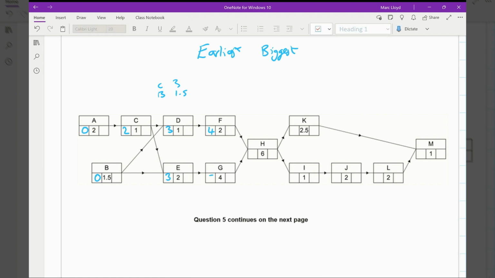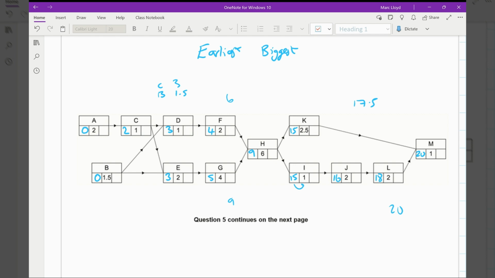And G will start at 5. 5 plus 4 is 9. 4 plus 2 is 6. So the biggest number gets taken for H. 9 plus 6 is 15. So both of these will have an early start time of 15. J will start after 16 because 15 plus 1 equals 16. 16 plus 2 is 18. And then we've got K, which is going to be 17.5, or L, which will be 20, meaning that M cannot start until 20 hours have passed.